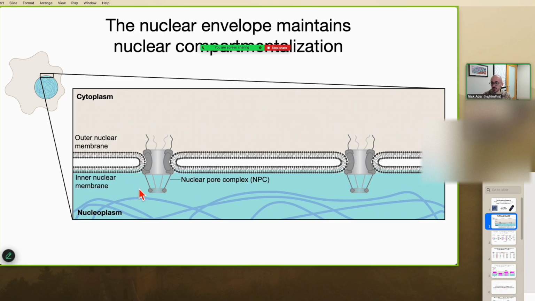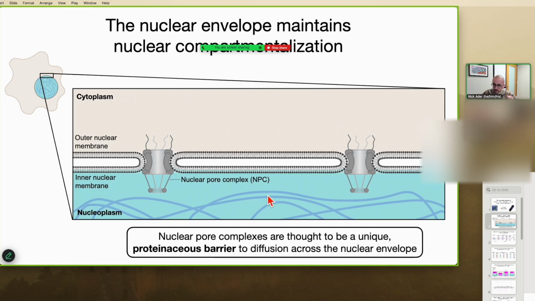And then we have the nuclear pore complex, which, while we mostly think about it in terms of transport and as a hub, I'm also going to prime you all to be thinking about it in terms of this thought to be a unique proteinaceous barrier to diffusion across the nuclear envelope. So we have this interplay between lipids in the form of the membrane here, and the nuclear pore complex here in the form of a protein barrier.